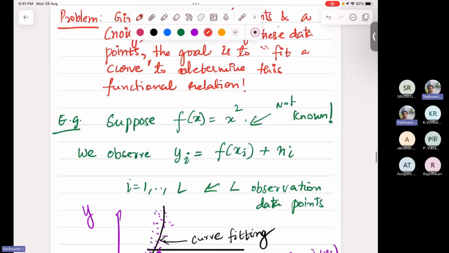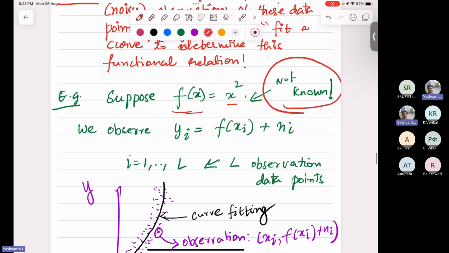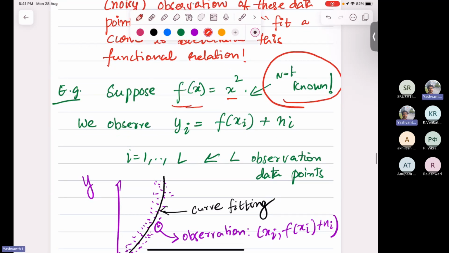Let me illustrate. Suppose the actual function is f of x equal to x squared, with all scalar real numbers for a moment. But I really don't know that this is the function; the functional relation f of x equal to x squared is unknown to me. Instead, for every input value xi, I get to observe yi equal to f of xi plus ni.